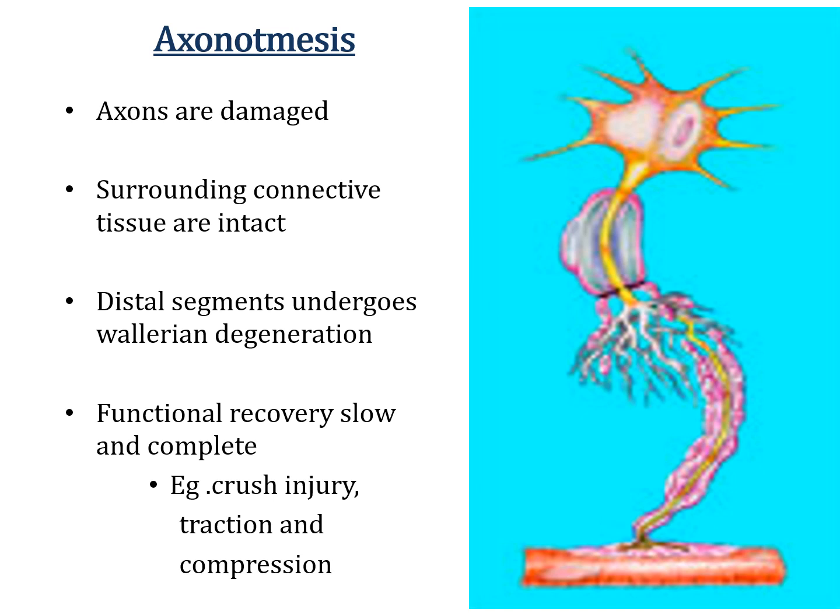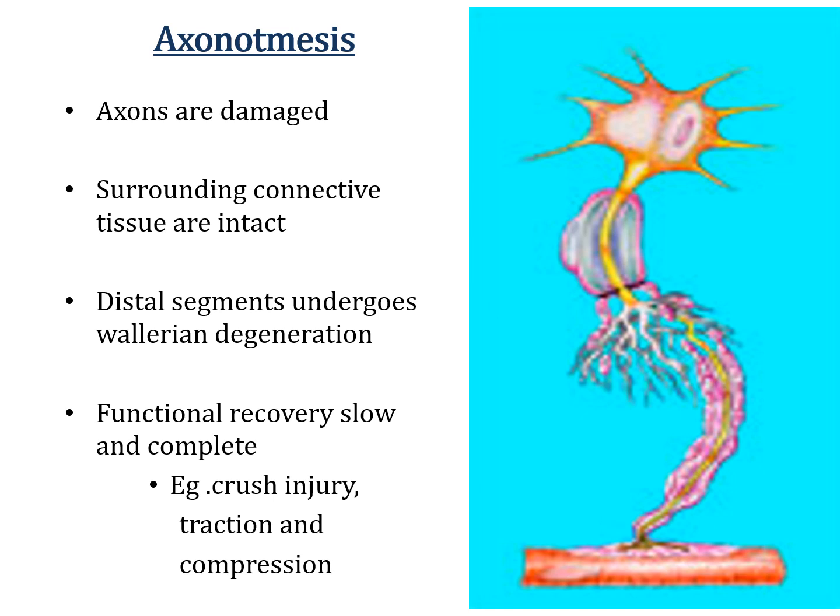What is axonotmesis? Axons are damaged. Here this picture says axons are damaged. Surrounding connective tissue is intact. In axonotmesis, the distal segments undergo Wallerian degeneration. This is the distal segment.